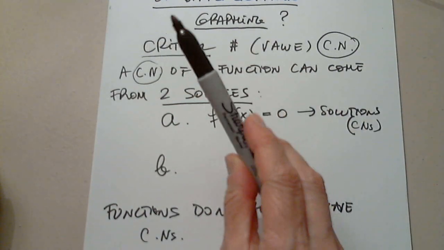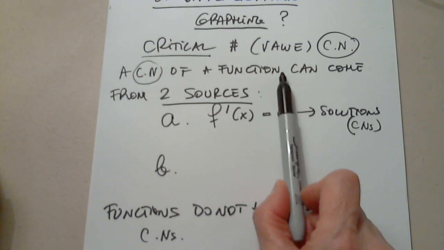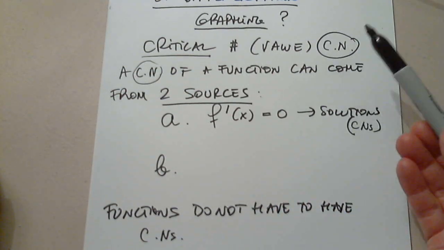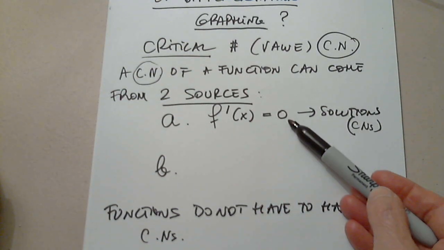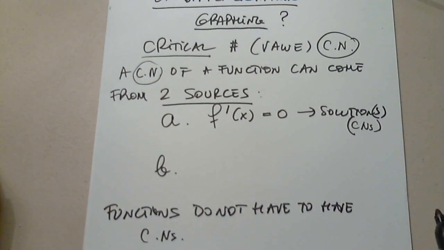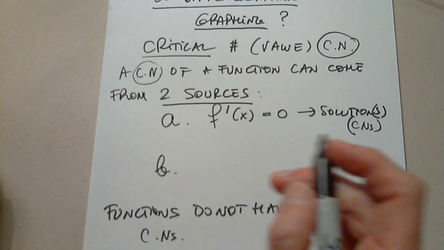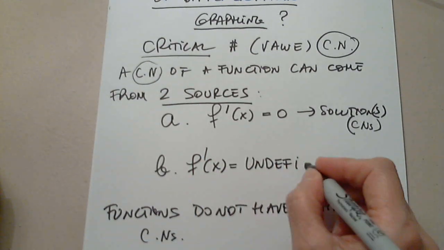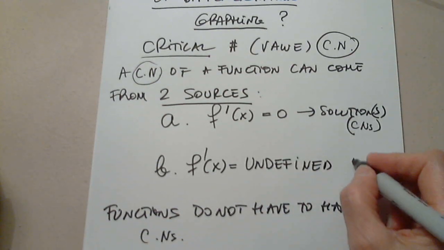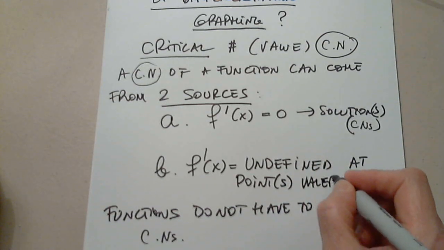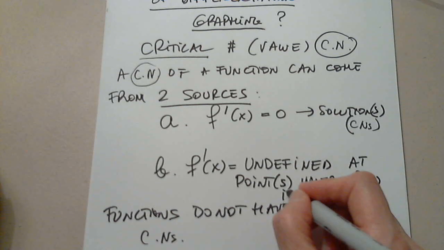Again, critical numbers of a function can come from two sources. One source is, I have the function, I find the derivative, I set it equal to 0, and I find solutions, or solution. Those are the critical numbers. What is the second possibility? F prime of x is undefined at points or point where f of x is defined.